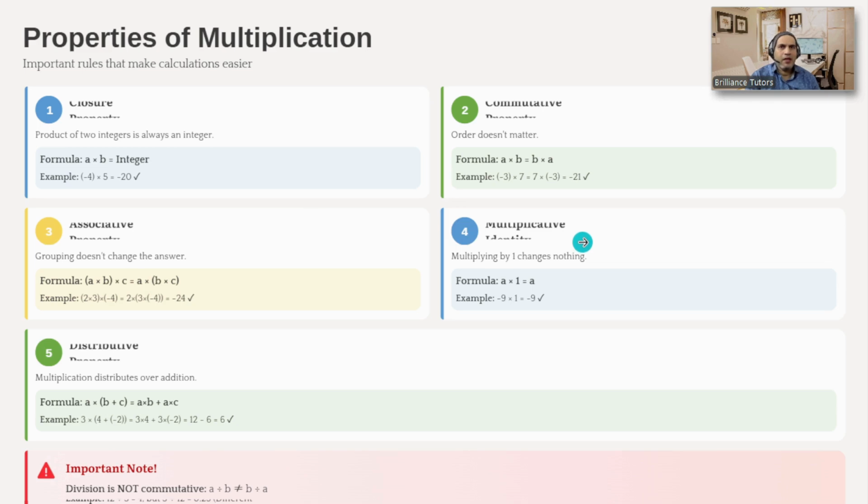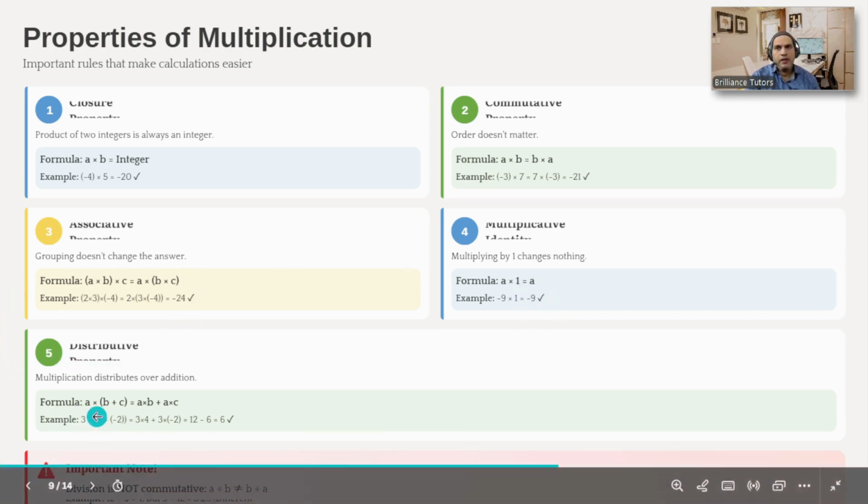Multiplicative identity: multiplying by 1 changes nothing. A into 1 equals a, and minus 9 into 1 is minus 9. And distributive property: you can say a into the bracket b plus c equals a into b plus a into c. It's the distributive property. So this is called distributive property.